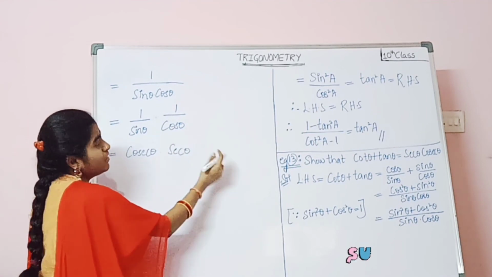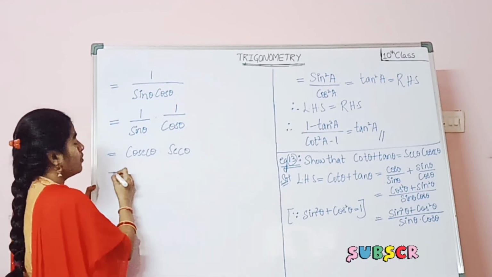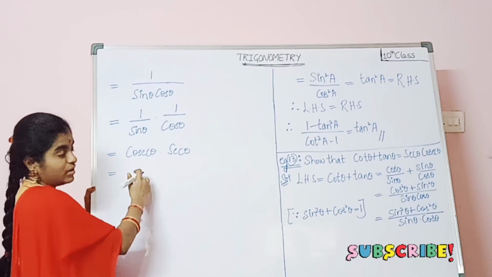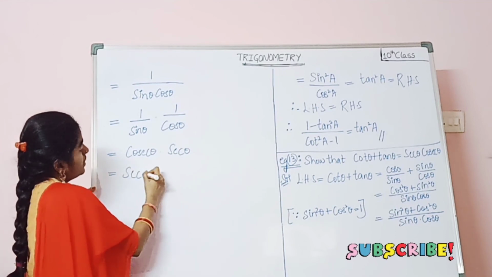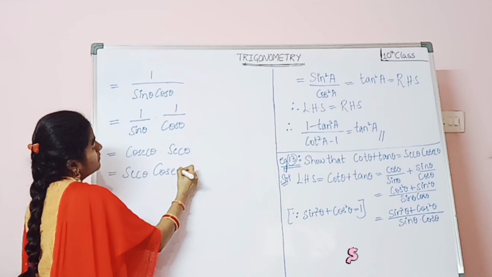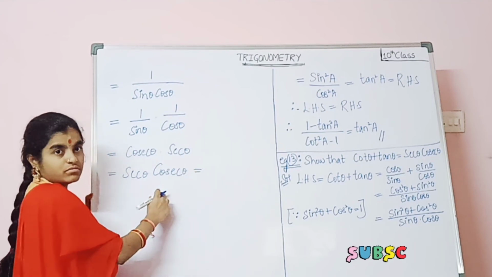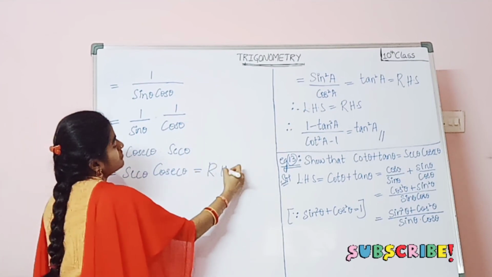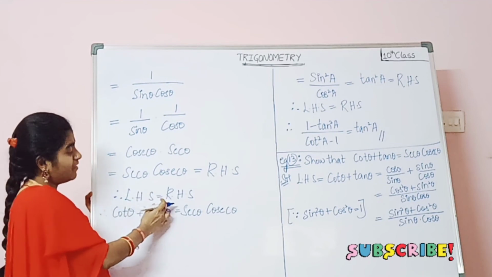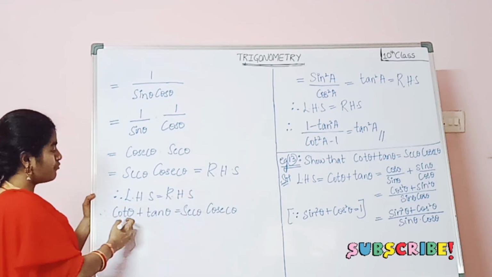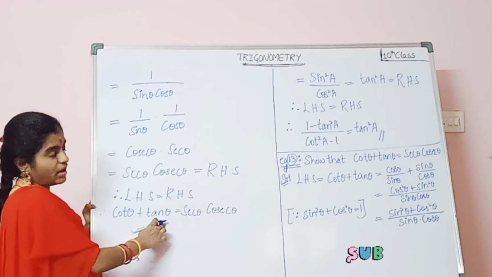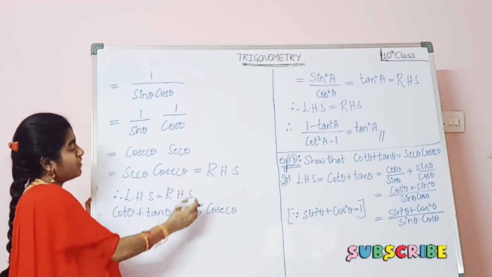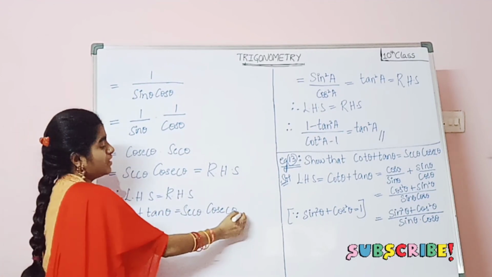What do we have to prove here? Secant theta into cosecant theta. Now we can write this as secant theta into cosecant theta, which equals RHS. Therefore LHS equals RHS. What is LHS here? Therefore cot theta plus tan theta equals, what is RHS? Secant theta into cosecant theta. This is the solution.